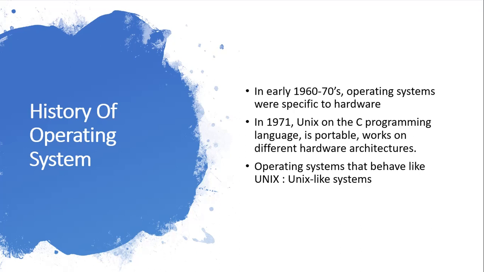As we know, an operating system allows the user to interact with the computer. The main function of an operating system involves managing the software and hardware resources. The first operating systems were developed in the early 1960s and 1970s. At that time, the operating system and hardware came together, so the operating system used for one hardware could not be utilized for another. To overcome this issue, a new operating system was developed, Unix, which was built in the C programming language. So this operating system is portable, and it can run on different hardware architectures.